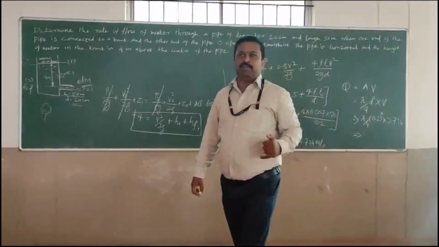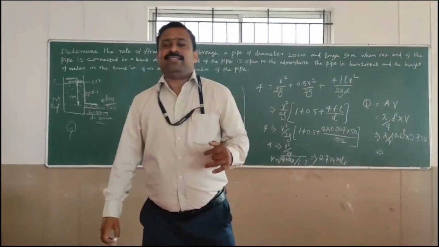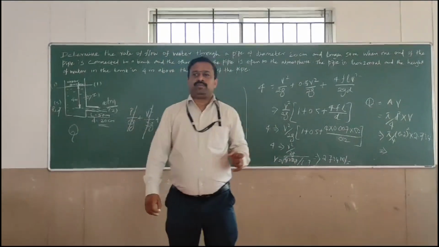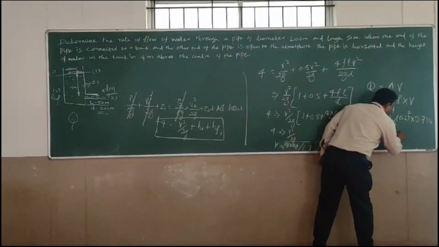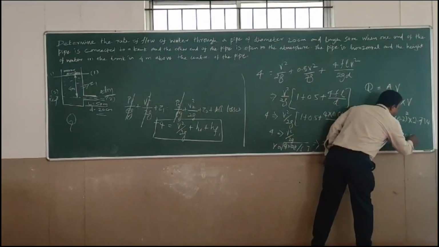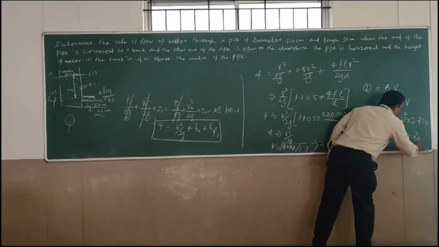Then what will the discharge be? Do the calculation, tell me. 0.0858. Good, very good. 0.0858 meter cube per second. It is called meter cube per second.